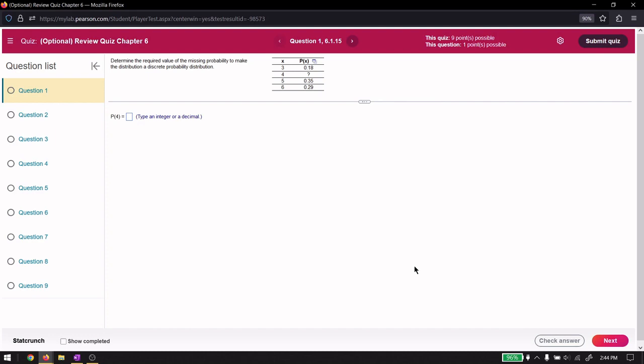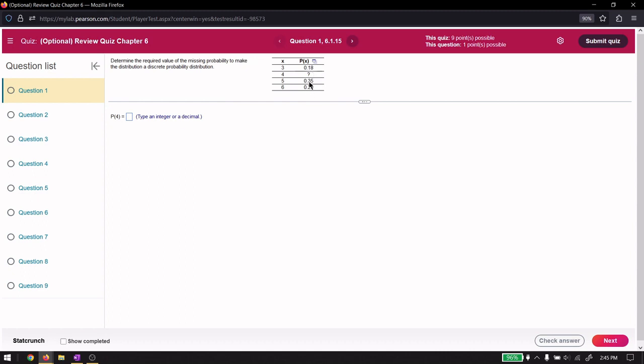So this is for review quiz chapter 6, and the first one we have is to determine the missing value in this probability distribution so that it actually is a discrete probability distribution. And the main thing to note here is that probabilities need to add up to 1. All the probabilities together have to be 1. So really all we need to do is figure out what is missing so that it adds up that way.